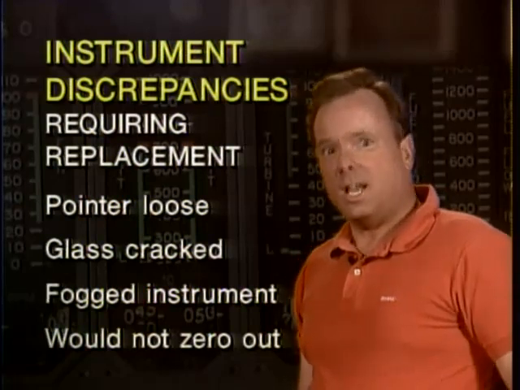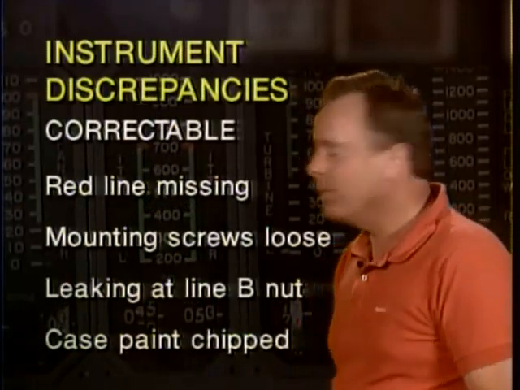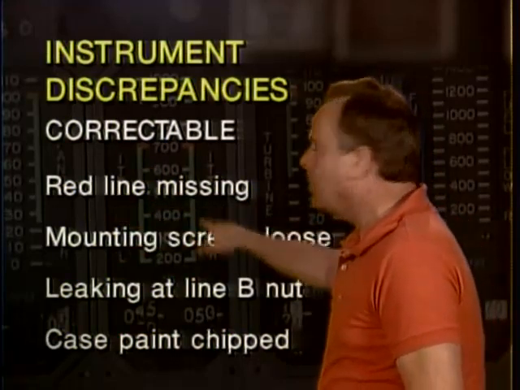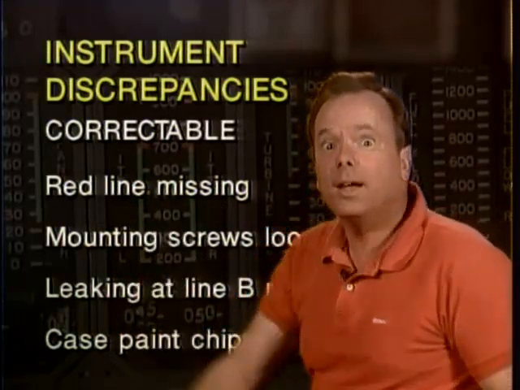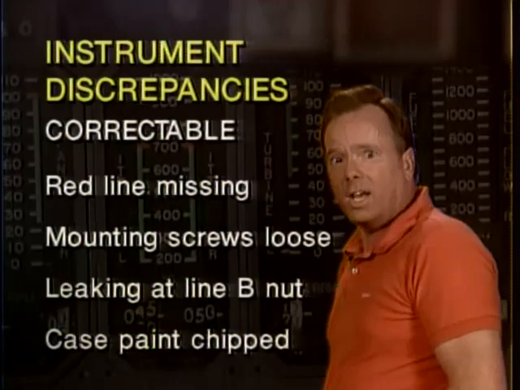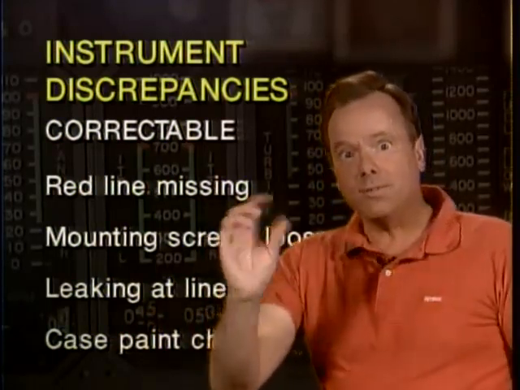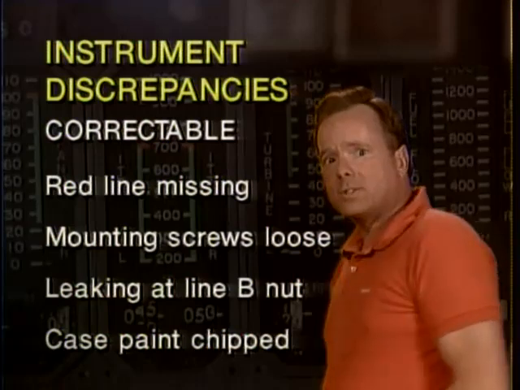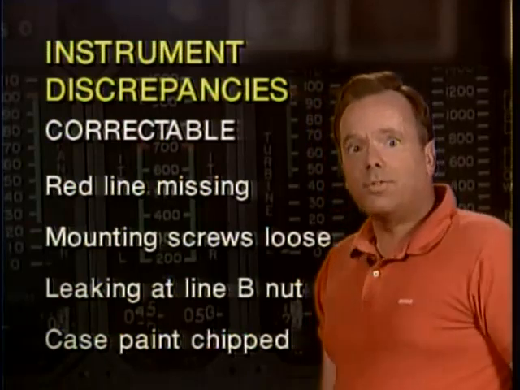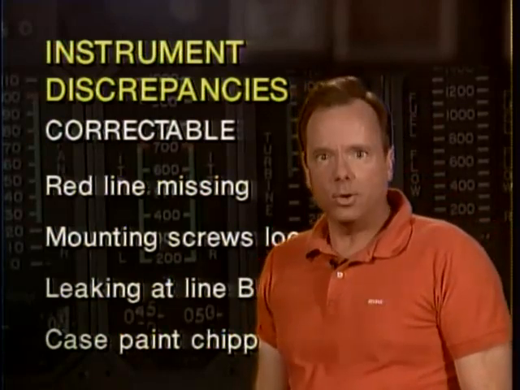Now, what's an example of a thing in which you would not have to replace the instrument? Well, an example might be, and these are correctable things, a red line missing. Why wouldn't you have to replace the instrument? Because you can put a new red line there. Mounting screws loose. Well, you could tighten them up, I suppose. Leaking at a beeline nut. Well, that would be a plastic vacuum line. Just tighten it up. Or a case paint would be chipped. Well, that's cosmetic. You wouldn't need to worry about that. So if they say the case paint is chipped on an instrument, it wouldn't require immediate action since it's cosmetic only.